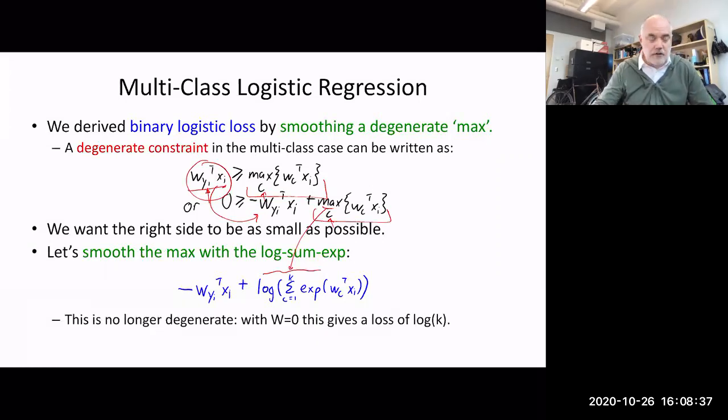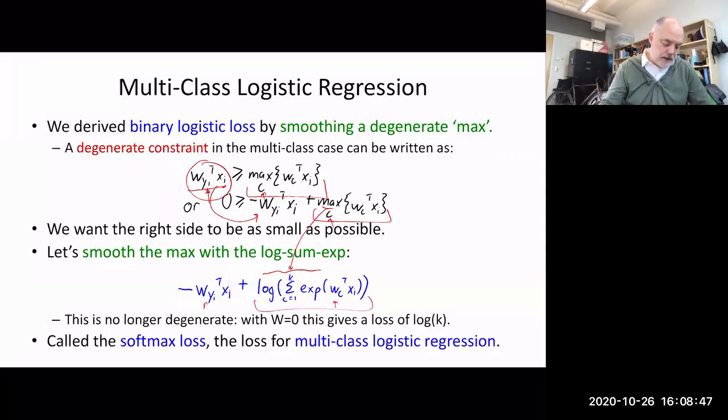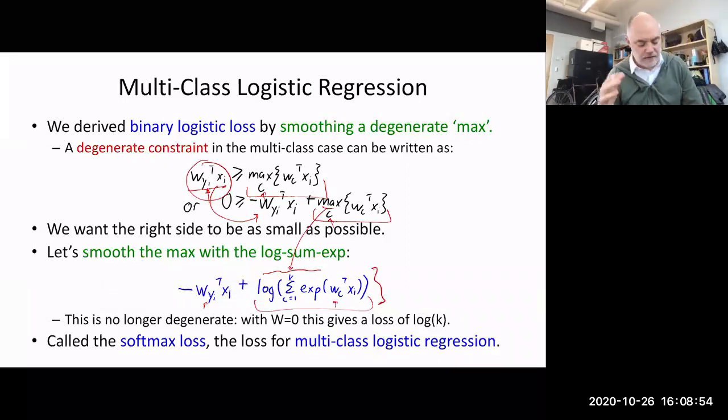It's no longer degenerate, right? So if you set all the parameter vectors to 0, this turns into log k. So you theoretically should be able to do better than that. And this particular loss is going to show up a lot, and you should be very familiar with it and kind of just put it in the back of your head that this is here. This is called the soft max loss, and it's the loss for multi-class logistic regression.